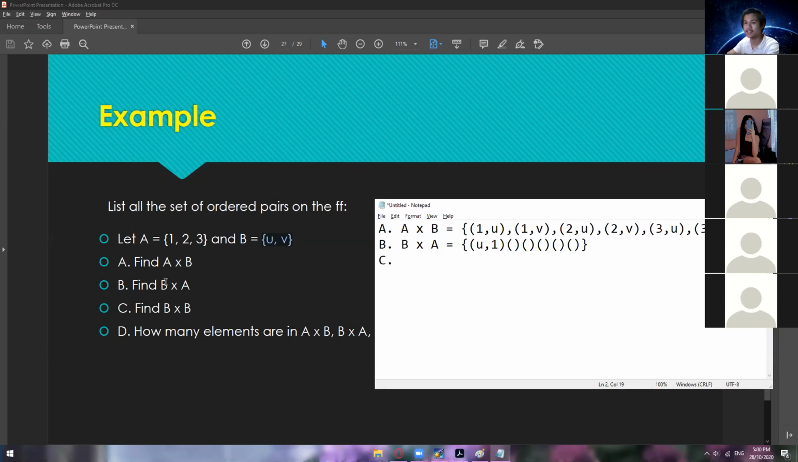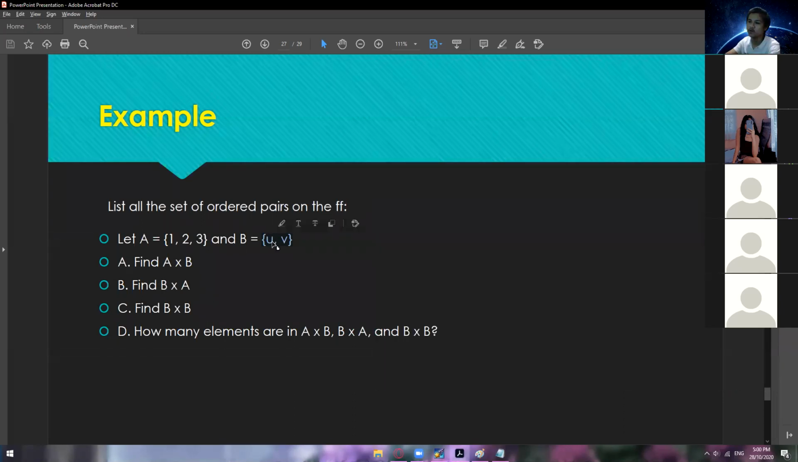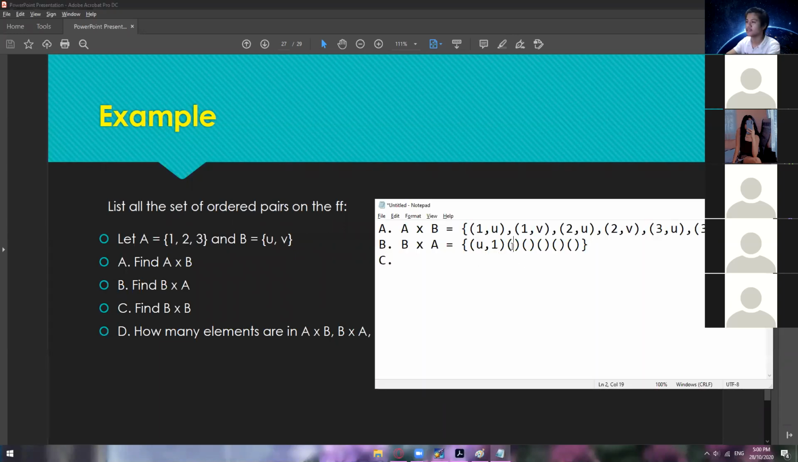So ang arrangement natin is nanggaling tayo sa B, di ba? So ito muna, first element, and then distribute mo dito. So U1, U2, U3. And then the next one is B1, B2, B3. Okay? So, ganyan dapat yung arrangement. Coming from U1, U2, U3, and then B1, B2, B3.